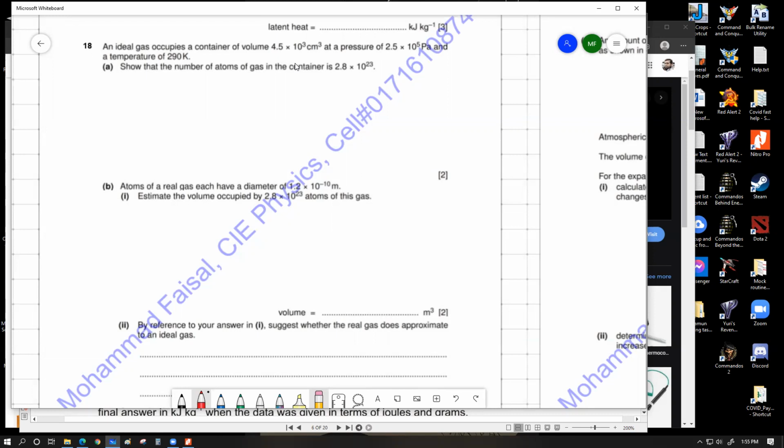In B, it says atoms of a real gas each have a diameter of this much meter. Since they have used the term diameter, it is implied we are considering all of those atoms to be spheres. Estimate the volume occupied by this many atoms of gas. Now, this is the part. Volume occupied by this many atoms of gas means you have to think what is the exact volume occupied by all of these atoms if they were perfectly stacked with each other, or let's say if they produced a solid object when their borders are touching each other.